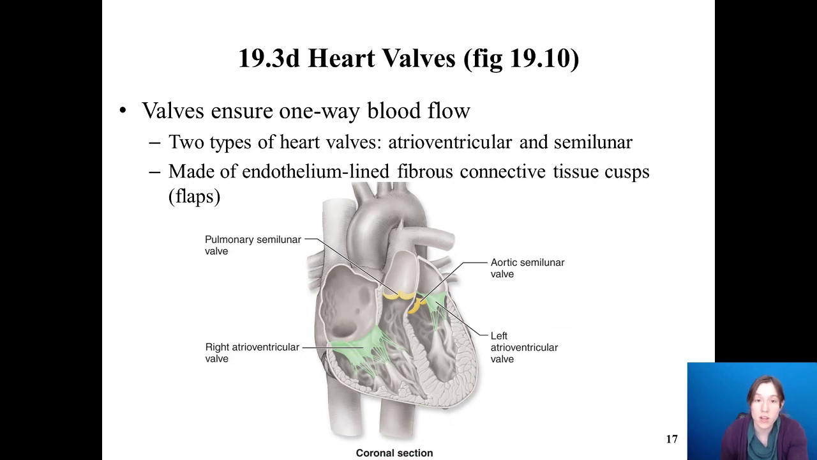So the heart valves are really important because they ensure one-way blood flow. We only want the blood to flow in one direction. If valves become leaky or too stiff, or they don't close properly, we could have blood flowing in the opposite direction, and that is not efficient. It's not very good. We have two types of heart valves: the atrioventricular valves, which are here in green, between the atria and the ventricles, and then the semilunar valves, which are shown in yellow, between the ventricles and the great vessels. All of them are made of endothelium-lined fibrous connective tissue cusps or flaps.